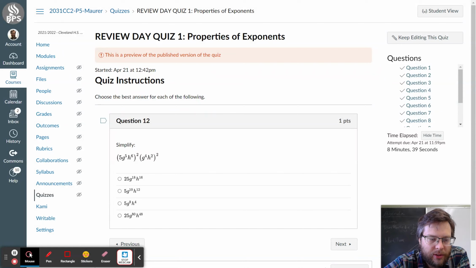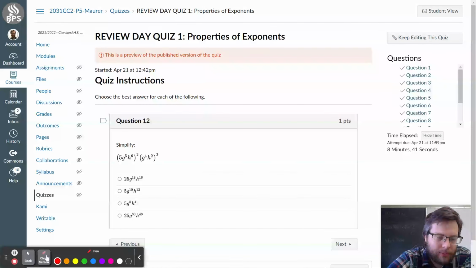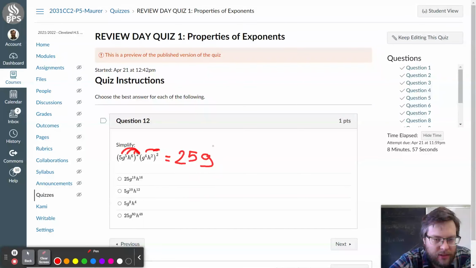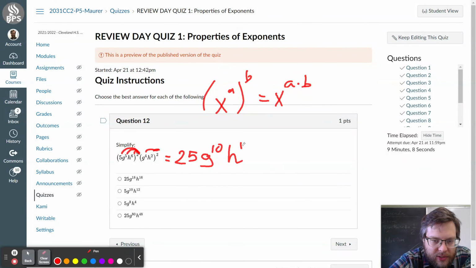Question 12 here. Things are getting a little bit nastier, but we can still do it. We're just going to distribute the second power to each of the 3 factors and distribute the second power to each of the 2 factors. So here's the first set of parentheses. 5 squared makes 25. G to the 5th squared makes g to the 10th, because remember, power raised to a power means that you multiply the 2 powers. Same idea, I have h to the 6th squared, so that becomes h to the 12th.